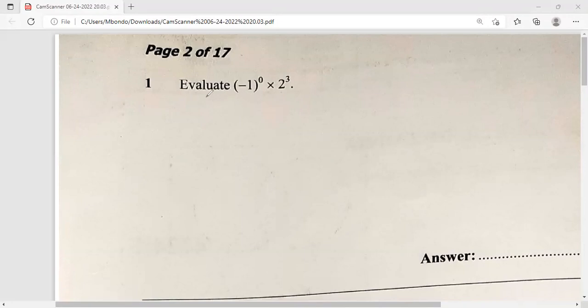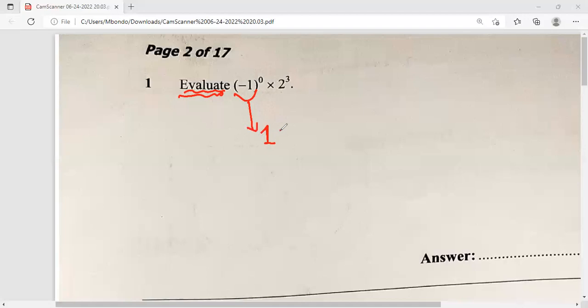So we are finding the value. That's what it means to evaluate. Find the value. Okay, so now we are dealing with this part here. Any base raised to 0, apart from 0 itself, is equal to 1. So this part is going to give us 1.